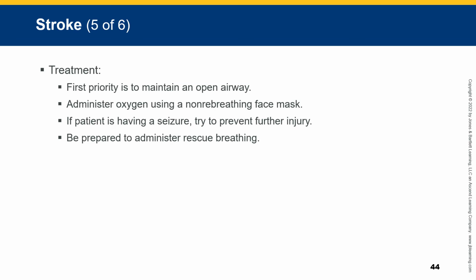In terms of treatment with stroke, your first priority is to maintain an open airway. Administer oxygen using a non-rebreathing face mask if it is available and you are trained to use it. If the patient is having a seizure, try to prevent further injury from occurring. If they're in full body spasm, the contractions of those muscles can be so strong because they have a lot of adrenaline flowing that they can break their arm on a table leg or something like that. So you need to make sure that any potential articles that they could injure themselves against are away from them.